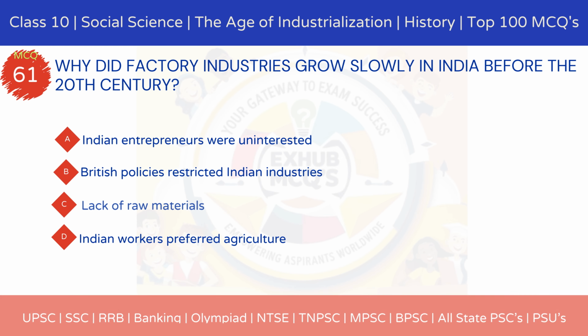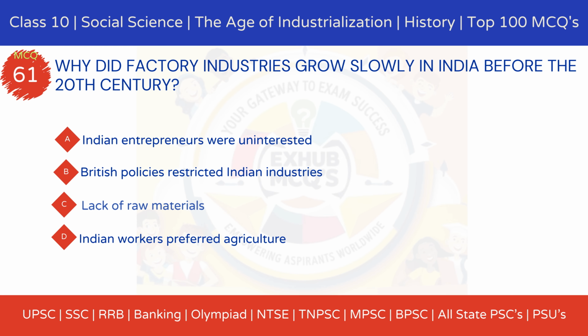MCQ 61. Why did factory industries grow slowly in India before the 20th century? Option A. Indian entrepreneurs were uninterested. Option B. British policies restricted Indian industries. Option C. Lack of raw materials. Option D. Indian workers preferred agriculture.